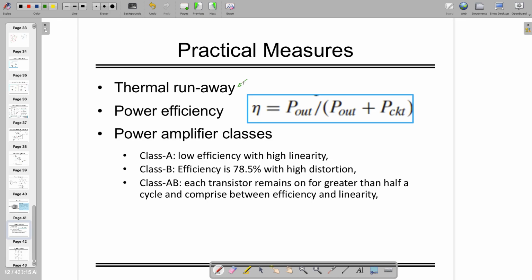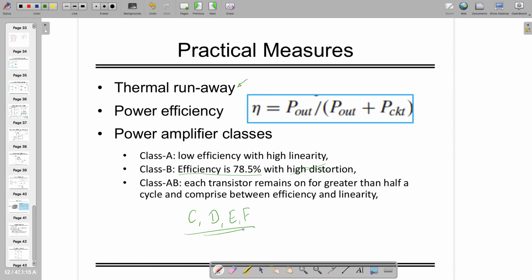On the basis of efficiency in percentage, people define different classes like class A, class B, and class AB. Class A has low efficiency with high linearity, but class B has an efficiency of 78.5% with high distortion, which is very bad. Class AB is a trade-off between both of them: each transistor remains on for greater than half a cycle, a compromise between efficiency and linearity. These are the standard ones, but on top of that there are class C, class D, E, and F, which you can study further if you are interested.